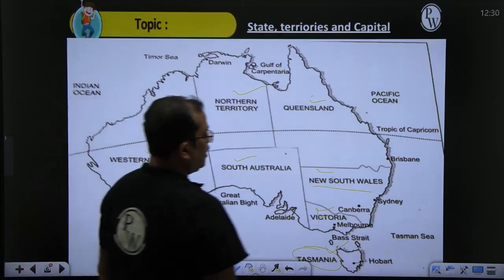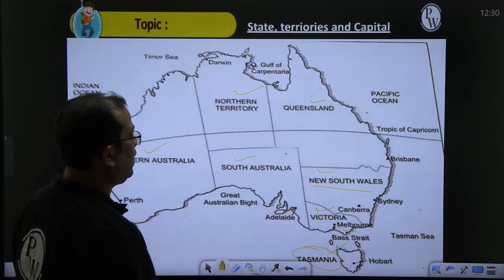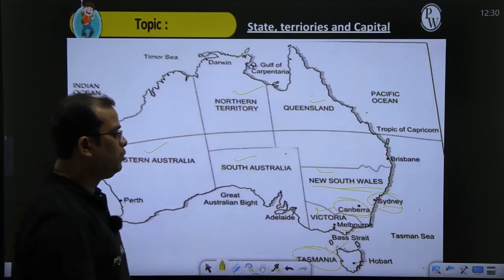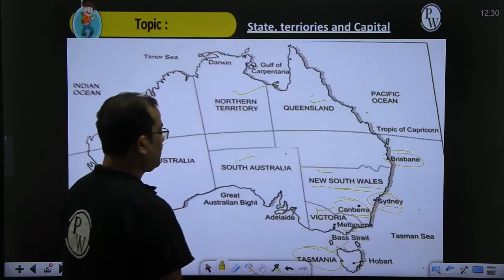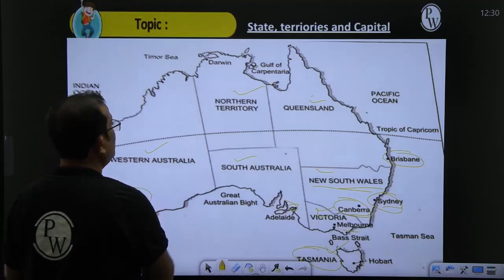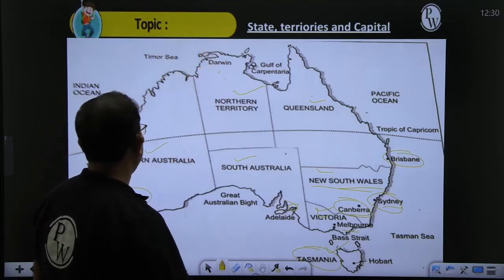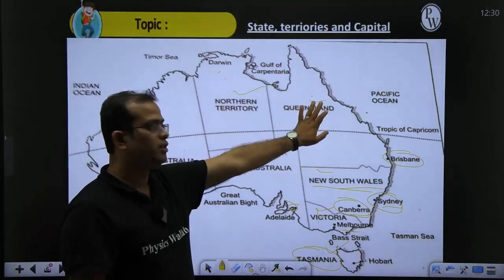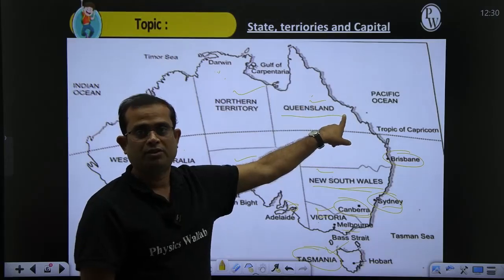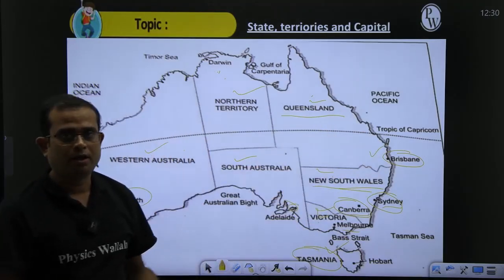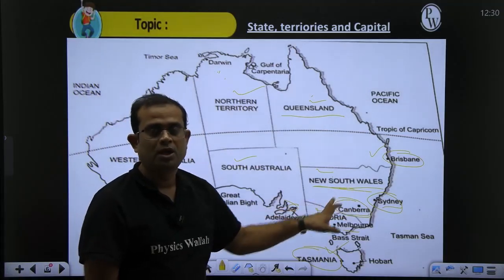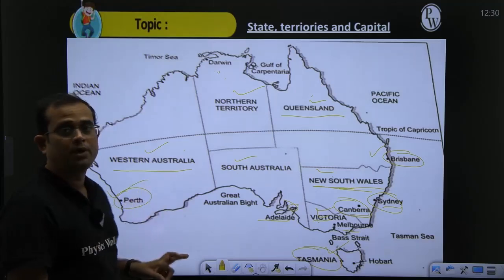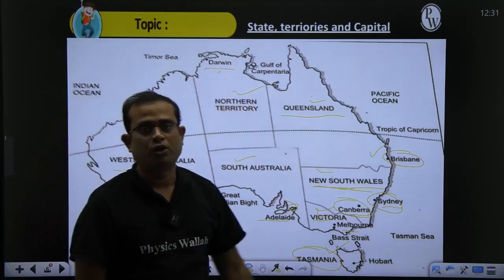Melbourne is in Victoria, and Sydney and Canberra are in New South Wales. You can write that in the answer. Brisbane is in Queensland, Adelaide is in South Australia, Perth is in Western Australia, and Darwin is in the Northern Territory. These are the things we have to remember. City wise, whenever a question is asked, you will say Brisbane is in Queensland province.